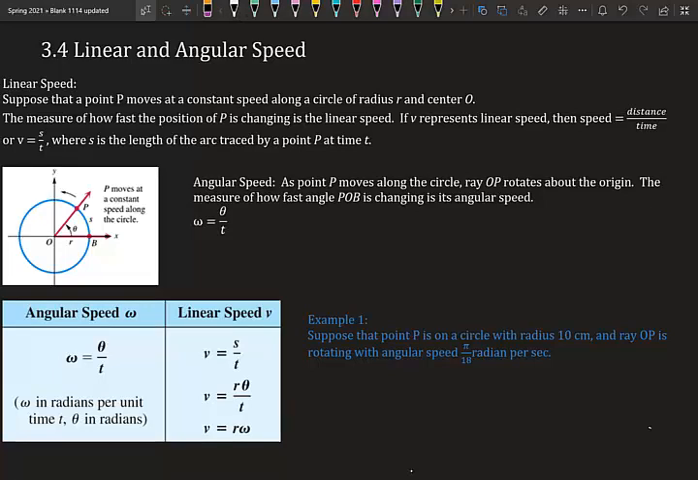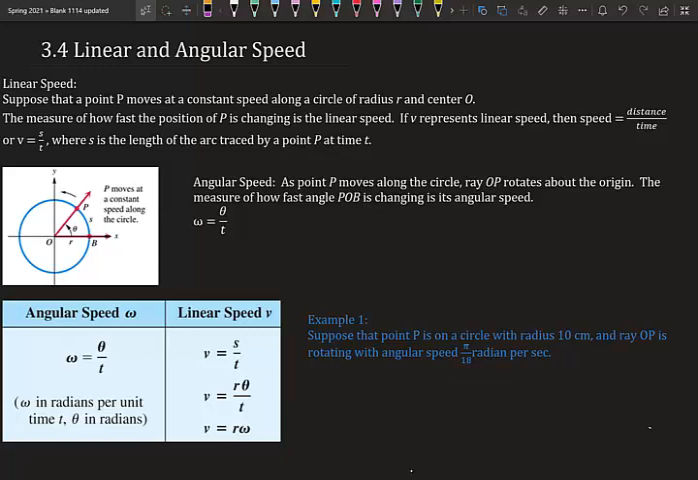3.4, linear and angular speed. So linear speed: suppose that a point P moves at a constant speed along a circle of radius r and center O. The measure of how fast the position of P is changing is the linear speed. If v represents linear speed, then speed equals distance over time, or v equals s over t, where s is the length of the arc traced by point P at time t.